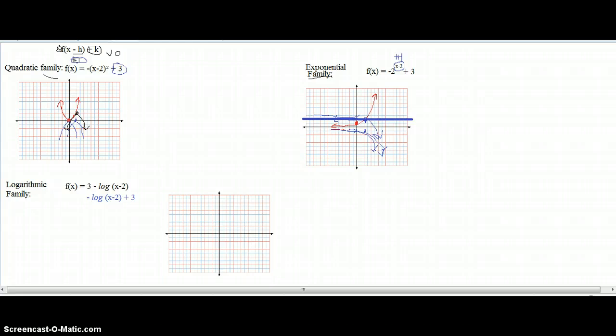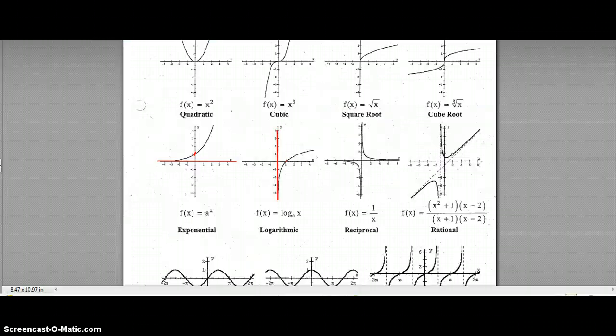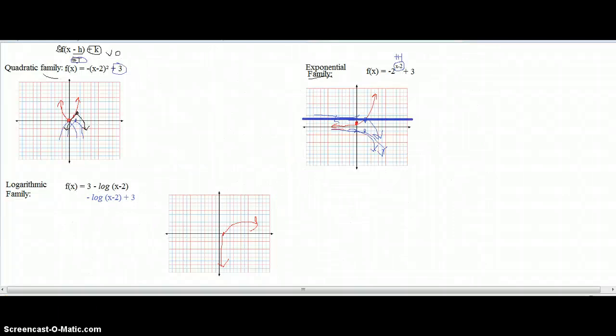But again, we need to start with our parent function. We need to start with the graph of the log, which goes through the point 0, 1. Sorry, not 0, 1, 1, 0. It goes over 1, up 0. Again, a little bit sloppy, but that's the basic look of it. To get a more accurate look, you can look at this. That's the basic look of the log function, no matter what the base is.